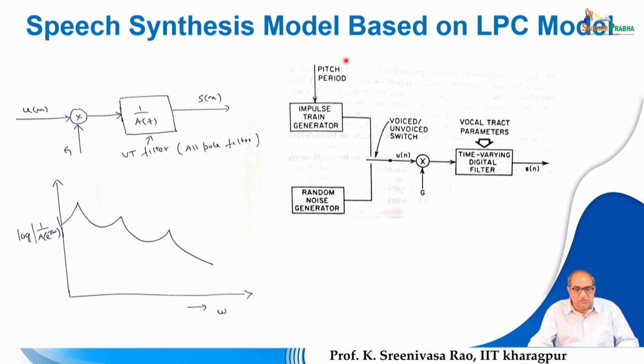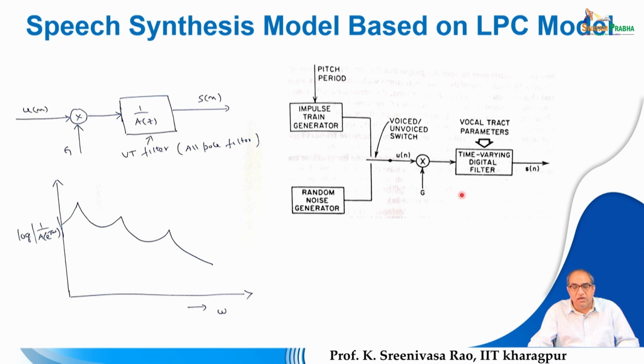One is the synthesis model based LPC model, where by using the LPC analysis we can generate the speech. In that case the system transfer function will be 1 over A of Z, which is an all-pole system. In its frequency response, at the pole locations the response will be very high, and these are known as formant frequencies. The response is nothing but the response of the vocal tract system, or you can say the spectral envelope offered by the vocal tract system.